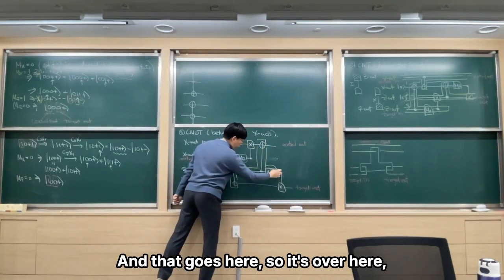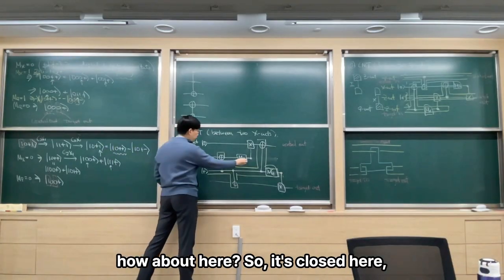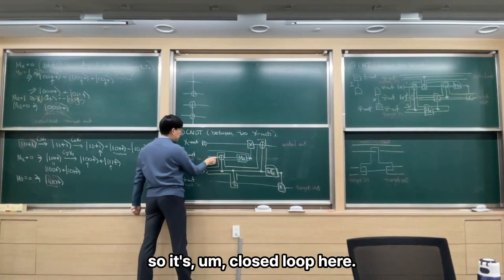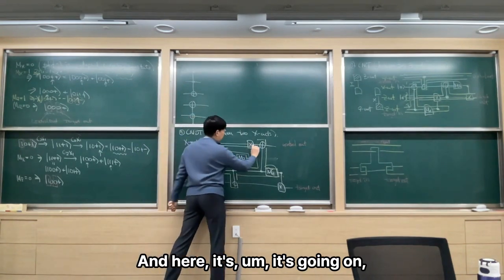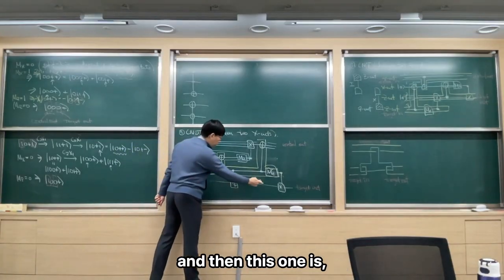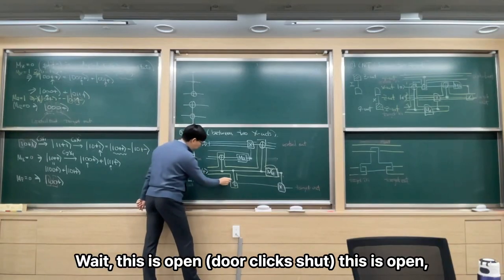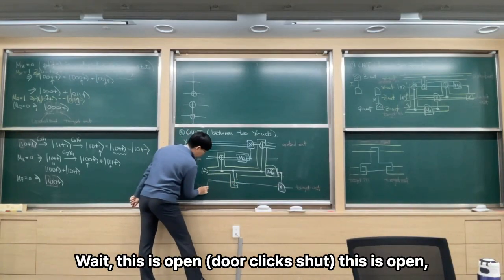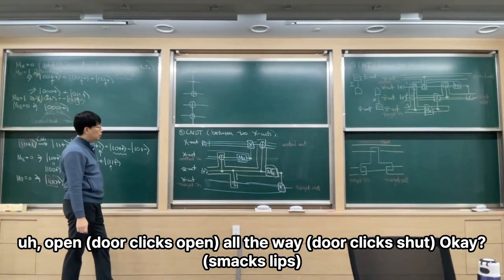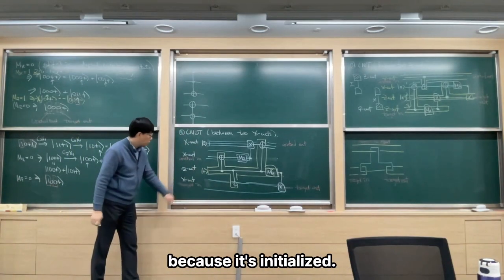So it's over here, so it's going to be closed here. How about here? It's closed here, so it's a closed loop here. And here it's going on, so it's just an open loop here. And then this one is, no, it's not open, sorry. So it's closed here because it's initialized here. So this is open, open all the way, okay. This is closed here because it's initialized.